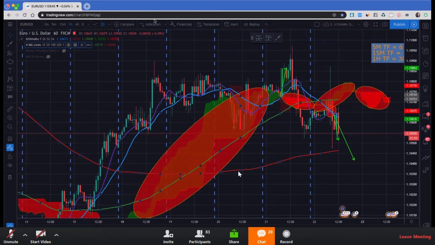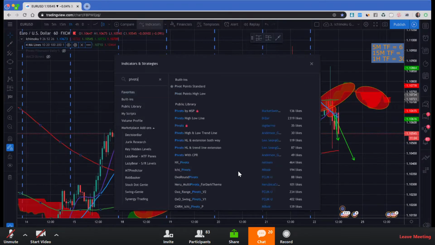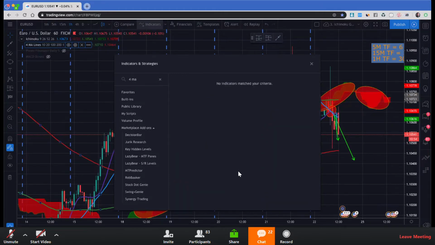The Fibonacci pivots is just pivot standard, pivot points standard. So if you just do pivots, it's here. Pivot points standard. It's in the standard list of built-ins. 4 MA lines, 4 space MA lines.